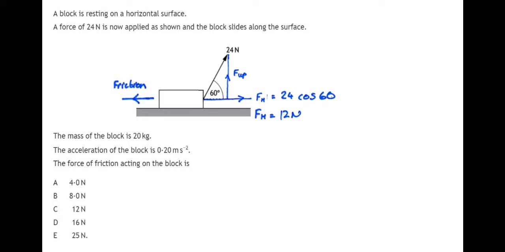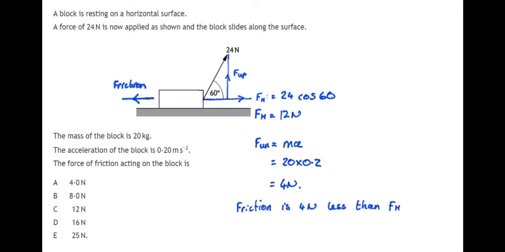There is an acceleration of 0.2 meters per second squared. So, the unbalanced force from Newton's second law equals ma. 20 times 0.2 is 4 newtons. If that's the unbalanced force, that tells us there are 4 more newtons pulling in one direction than in the other. So the frictional force must be 4 newtons less than the 12 newtons that's pulling it forward. Therefore, 12 minus 4 equals 8 newtons. Answer B.